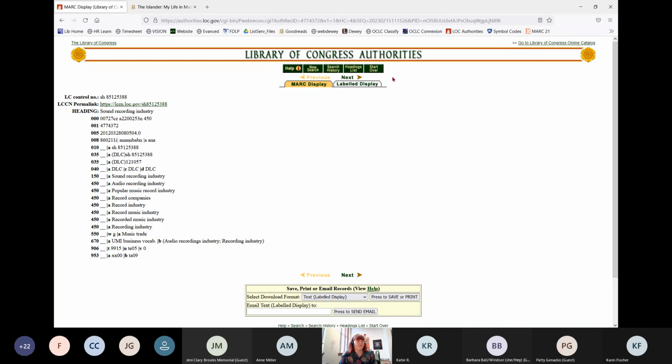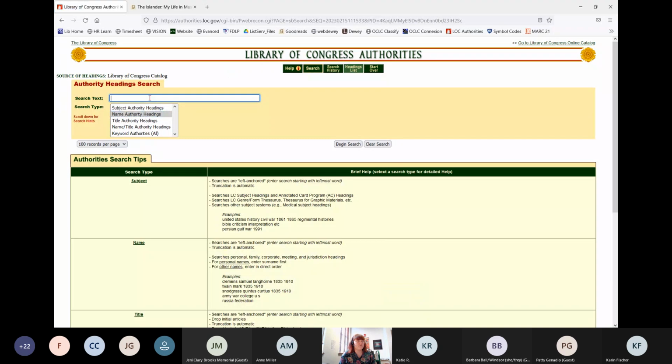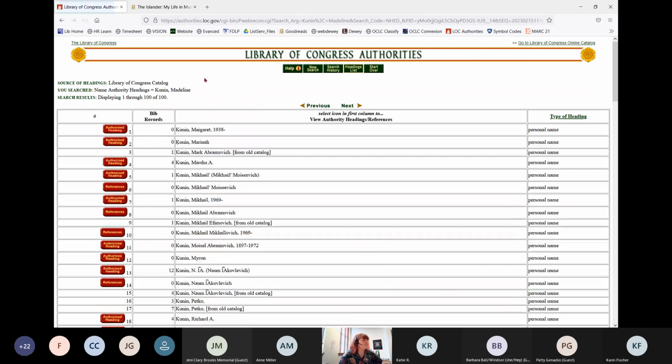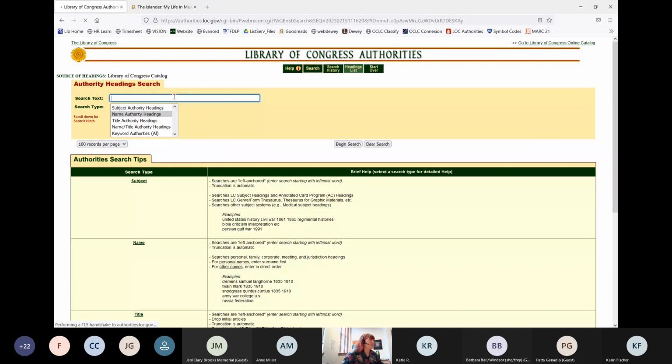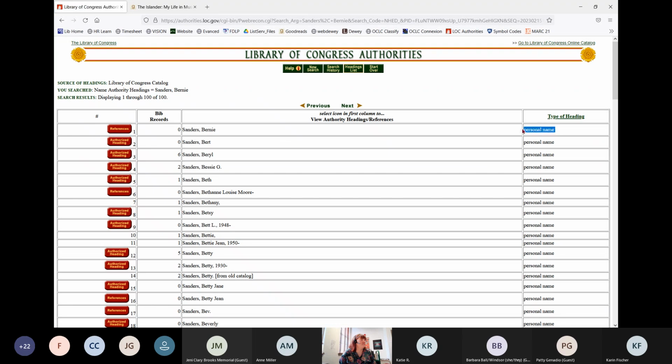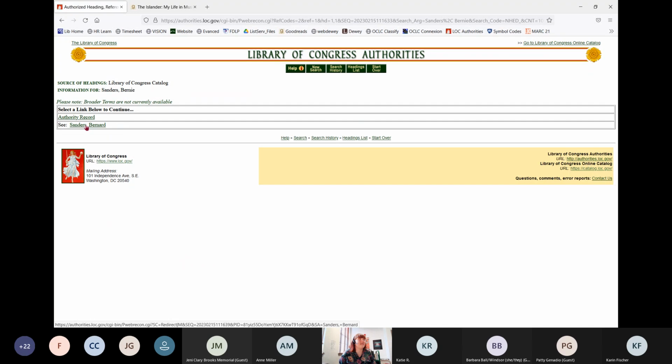Okay. Since this is up, I also just want to show the name authority and how that works because it's a little different. Let's just make it Vermont specific. Oh, did I misspell Madeline? Let's find out. Yeah, it seems like I did. Let's do a different name that I know how to spell. Let's search for Bernie. Let's see. Personal name. That's what we're looking for. It's a reference. Let's look. Oh, it's Bernard. Silly me. Of course it's Bernard. So let's keep clicking.